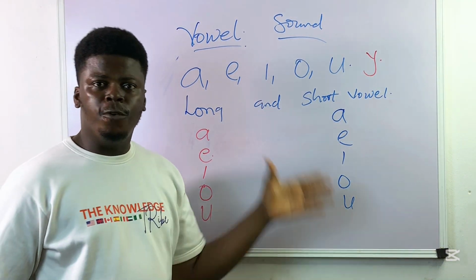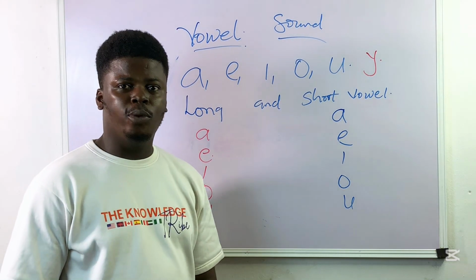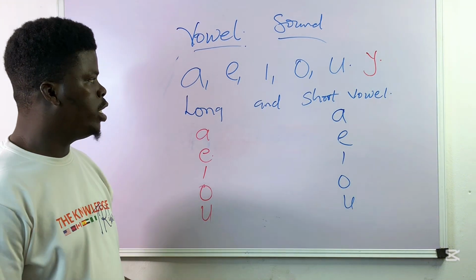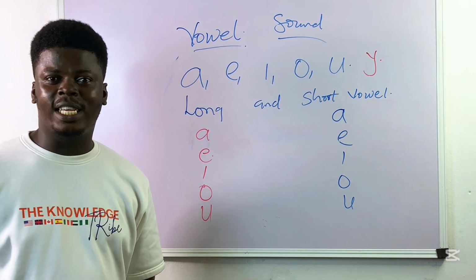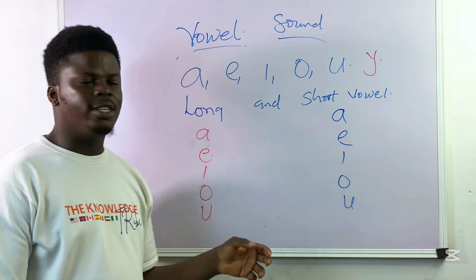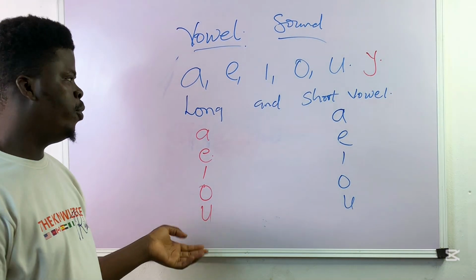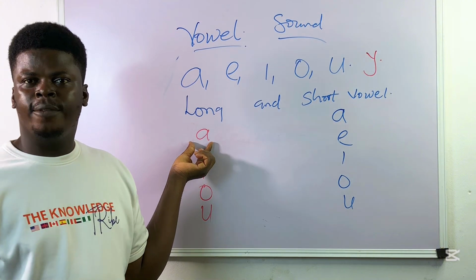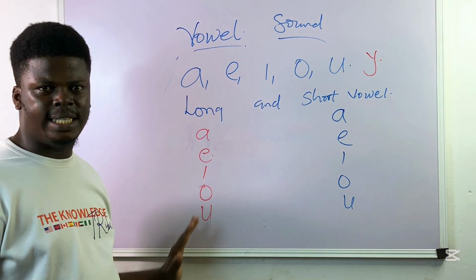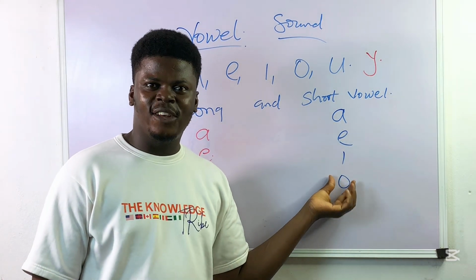If you can't get this correctly, it will be very difficult for you to know how to read, or for your child to know how to read. So make sure you tell them we have two vowel sounds. The way I tell them is I don't say long and short. I just tell them one says its name, one says its sound. This one says its name, A, E, I, O, U. That's its name. But this one says the sound.